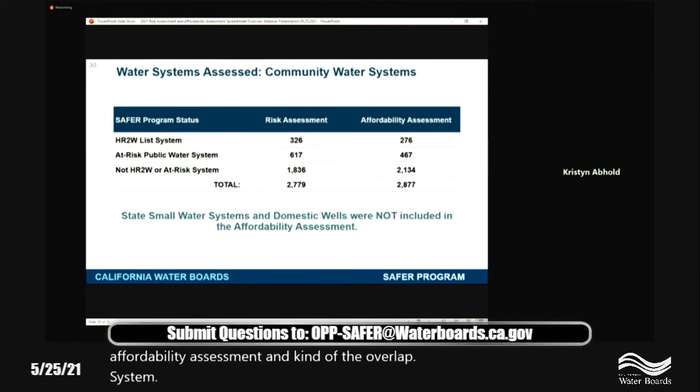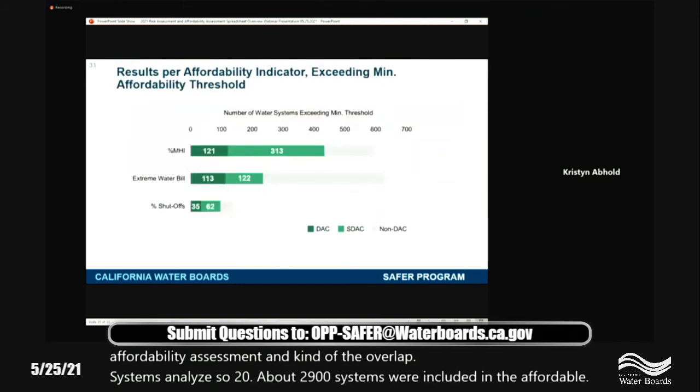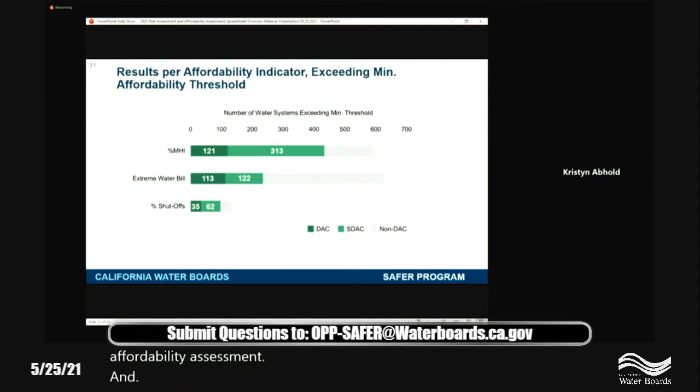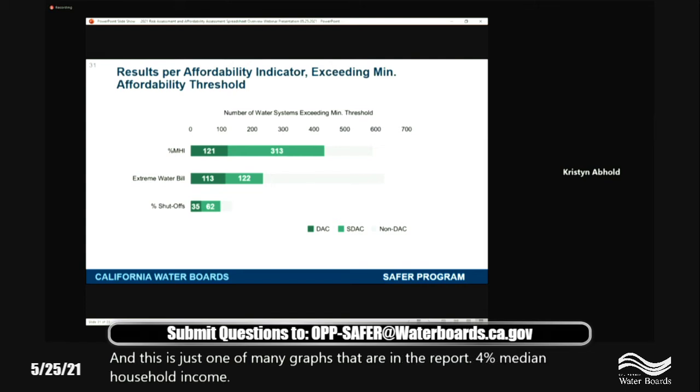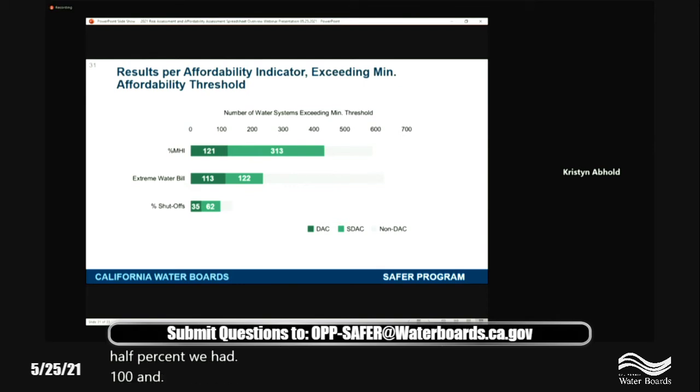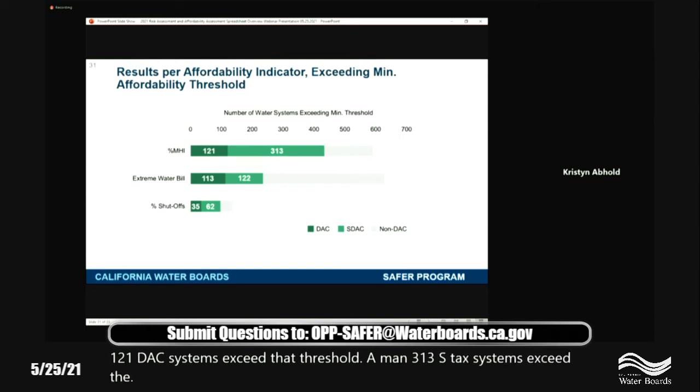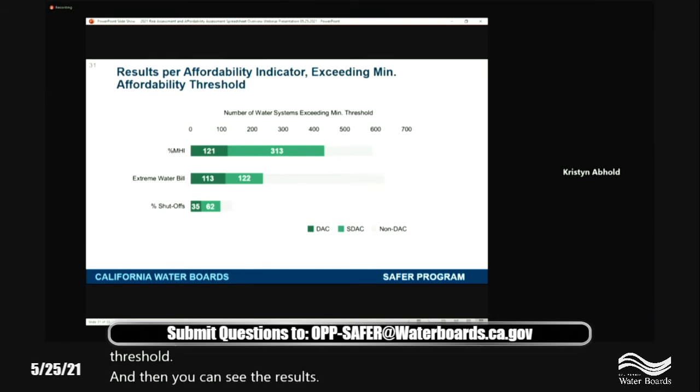systems analyzed. So about 2,900 systems were included in the affordability assessment. And this is just one of many graphs that are in the report. For percent median household income, we had the minimum threshold, which was 1.5%. We had 121 DAC systems exceed that threshold, and we had 313 SDAC systems exceed the threshold, and then a number of non-DAC systems that exceeded the threshold. And then you can see the results for extreme water bill and percent shutoffs.